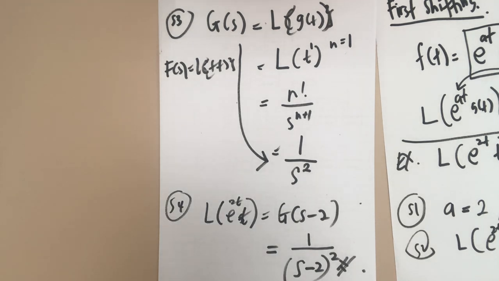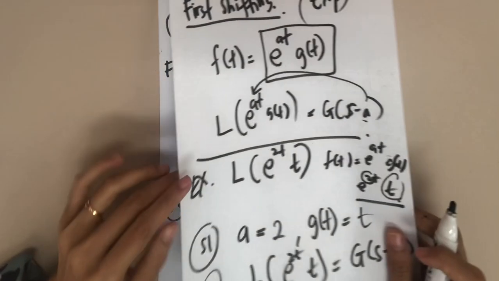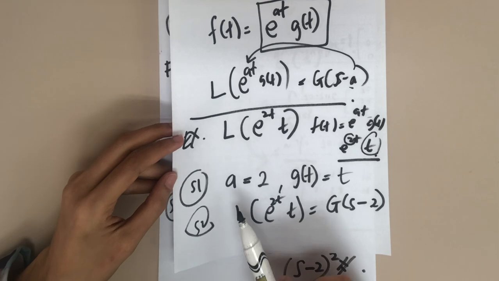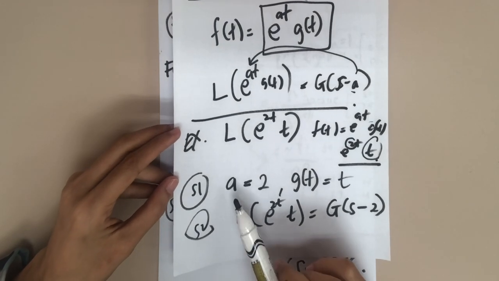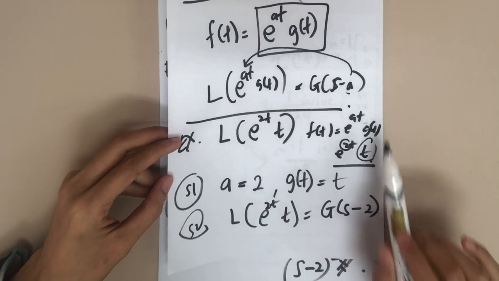Clear on that one? I repeat again. Step number 1, you need to write down what your a is and what your g(t) is. Both of them you can get from the question.